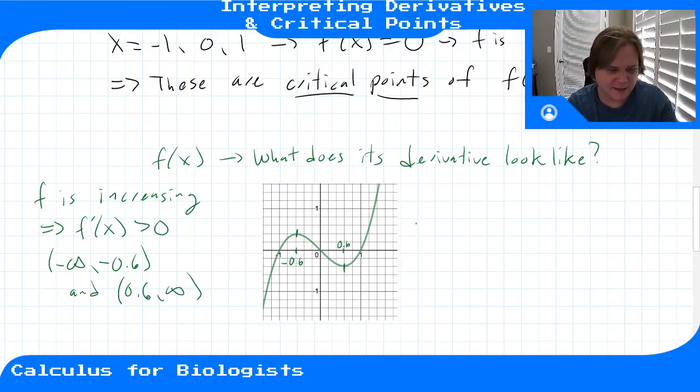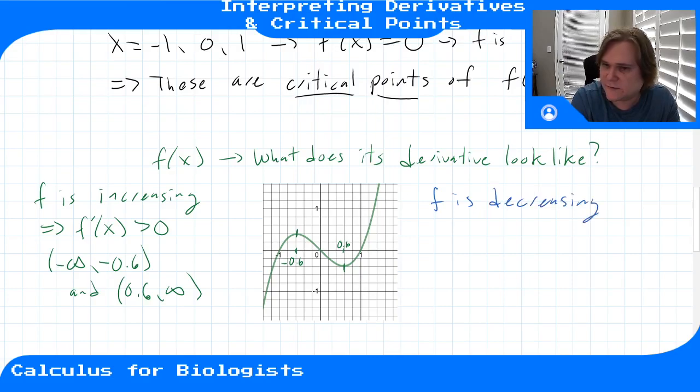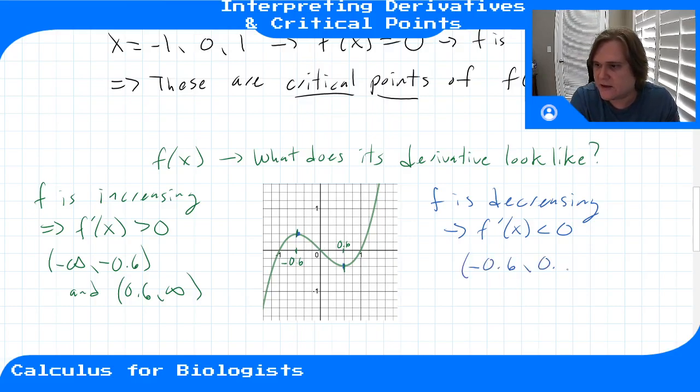And where f is decreasing, that tells us that f prime of x is negative. So where does that happen? It happens between these two points. That's where you're decreasing from one hill to the value of the other. So that would be between negative 0.6 and 0.6. That's where our derivative would be negative.